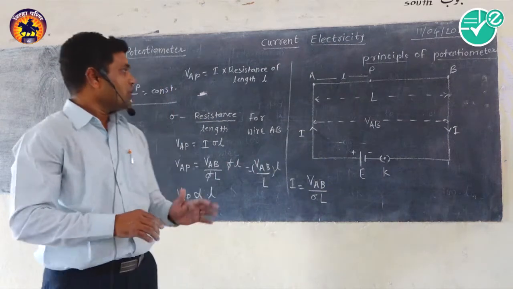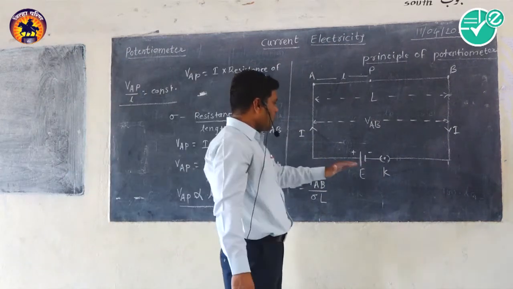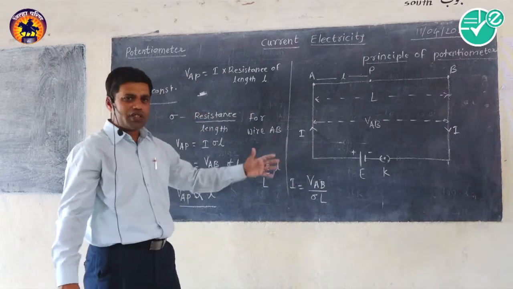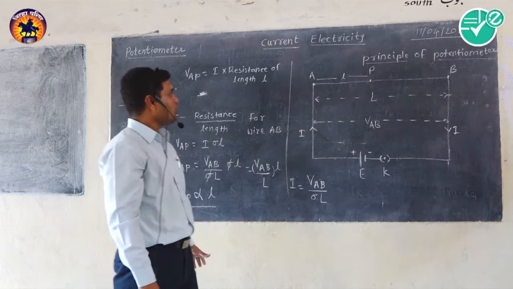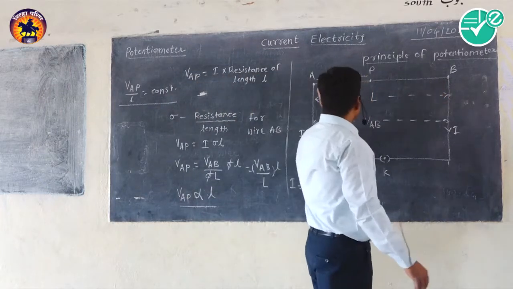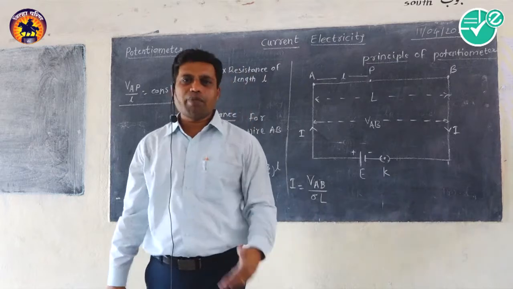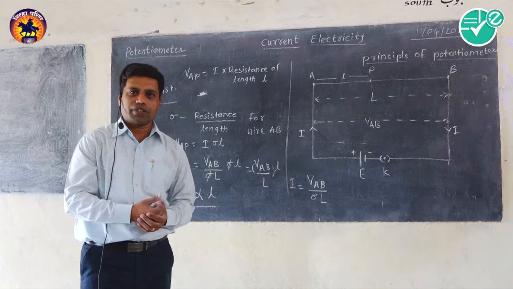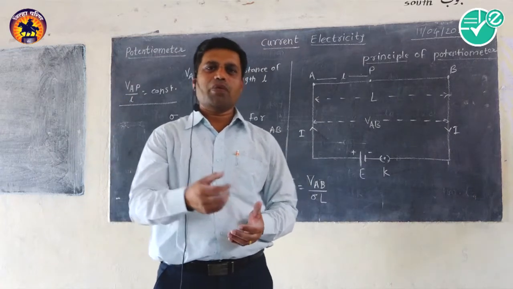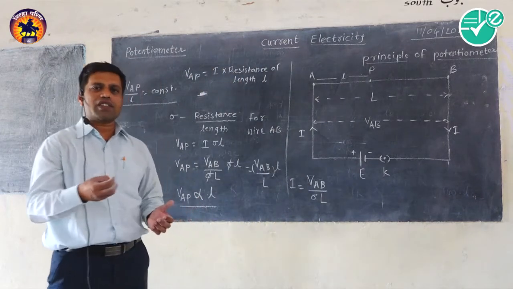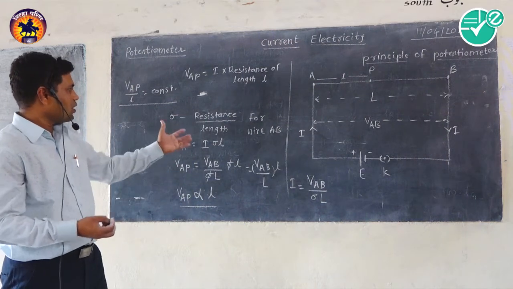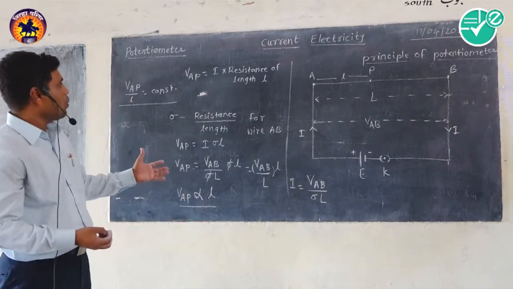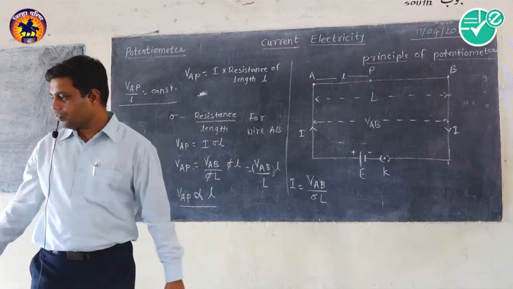In this diagram I have shown only an ideal EMF, which has zero internal resistance, and I have taken only the resistance of the wire, that is sigma into L. In some cases the potentiometer also uses a rheostat, external resistances. In that case the formula will have a slight change. We will take that after this. I think all of you have got a very clear idea regarding this principle of potentiometer, so we will move towards that formula.